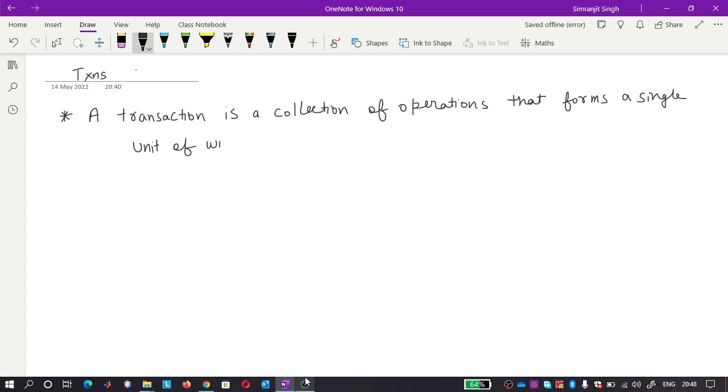Now what is the meaning of that, and what is a single unit of work? Suppose that you are in a bank transaction system, a bank database system. In this system there is a transaction T1 that we are going to perform. There are two accounts, A and B. In account A there are 100 rupees, in account B there are 200 rupees. Now I'm transferring 50 rupees from A to B.